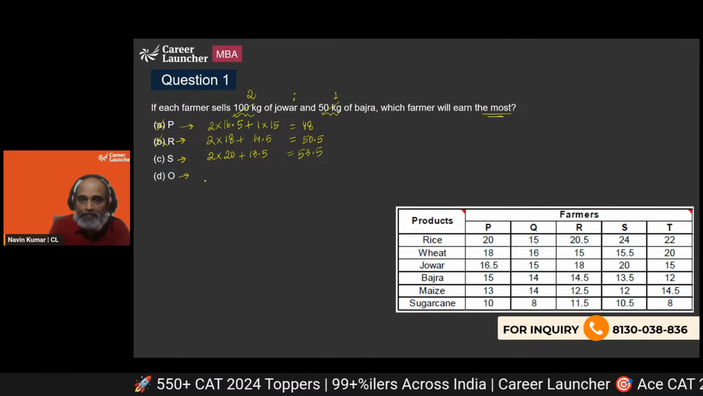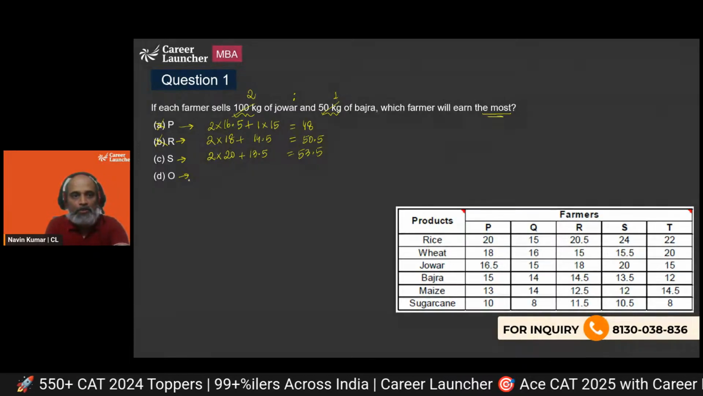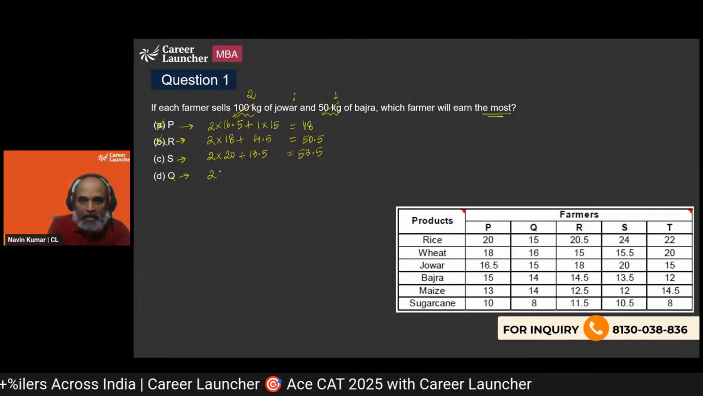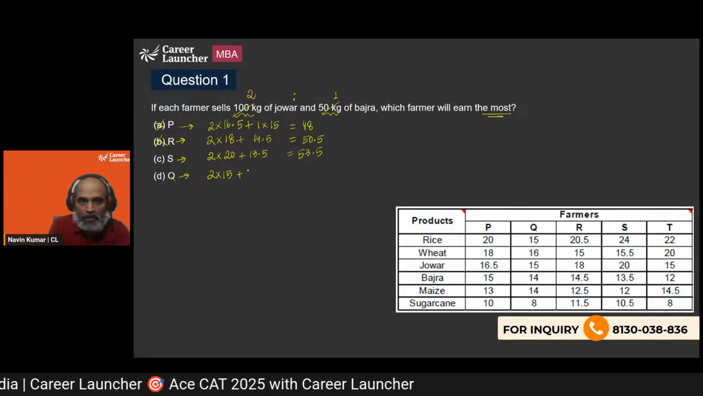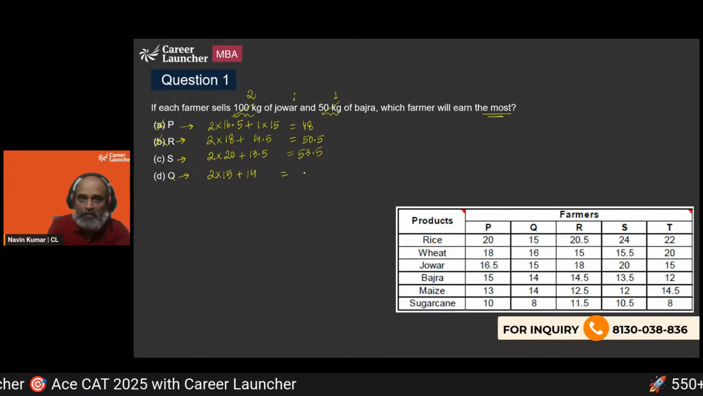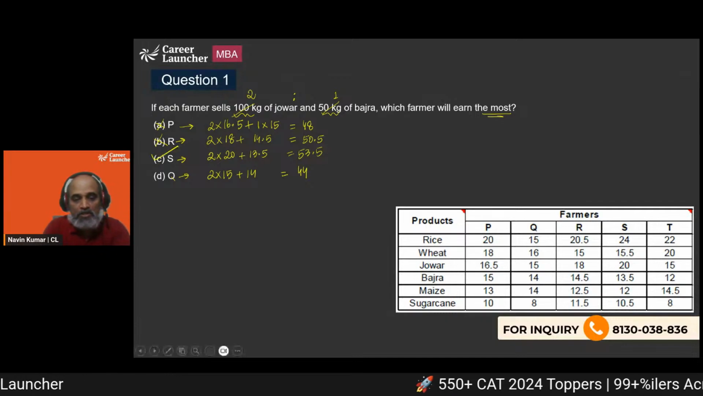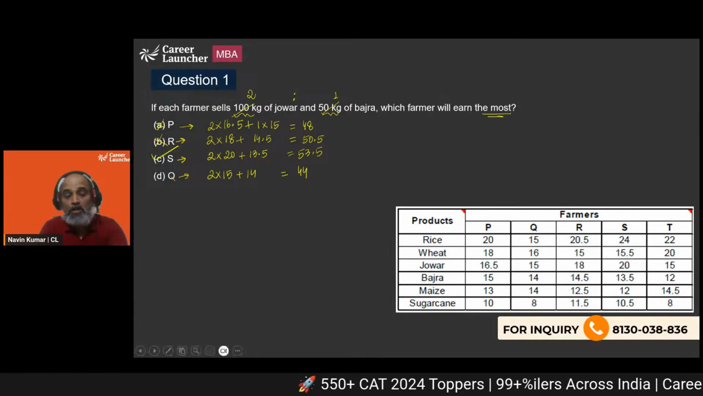If you look at Q, it's going to be 2 times 15 plus 14, which is 30 plus 14, which is 44. So between S and Q, S is the largest. So C becomes our answer.